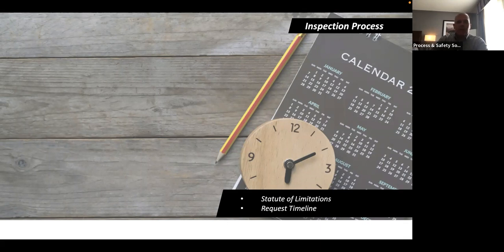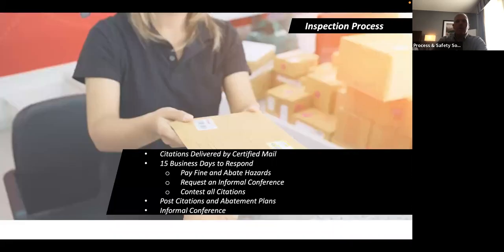Again, I want to emphasize the statute of limitations is 6 months. So OSHA must issue the citation within 6 months of the time they open the inspection. And sometimes when we look at citations, in abatement, we can request more time, but we'll discuss that in a second. Citations are normally delivered by certified mail. So if you're receiving a citation, it'll normally be delivered certified mail. Somebody signs for that, and make sure that if somebody signs for a document, it gets to the right people.